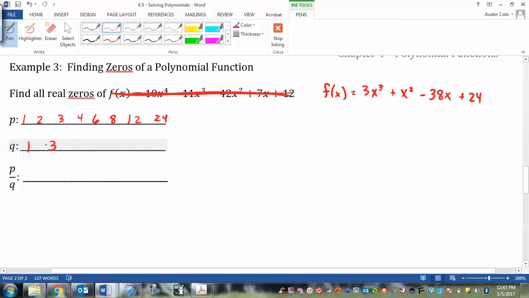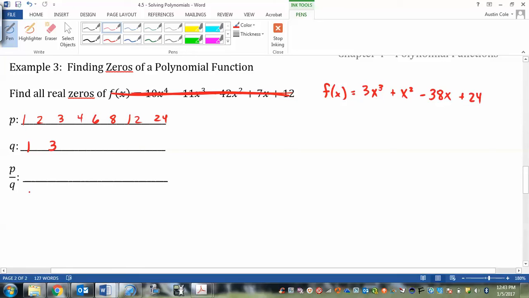Okay, so this is a little different. Now we just don't have 1 as our leading coefficient. So for P over Q, all of our possibilities, it's going to be all of these numbers over 1, and then all of these numbers over 3. So we're going to have some more possibilities here. So I'm going to start with all these numbers over 1, which essentially is just all of these numbers. Would you agree?